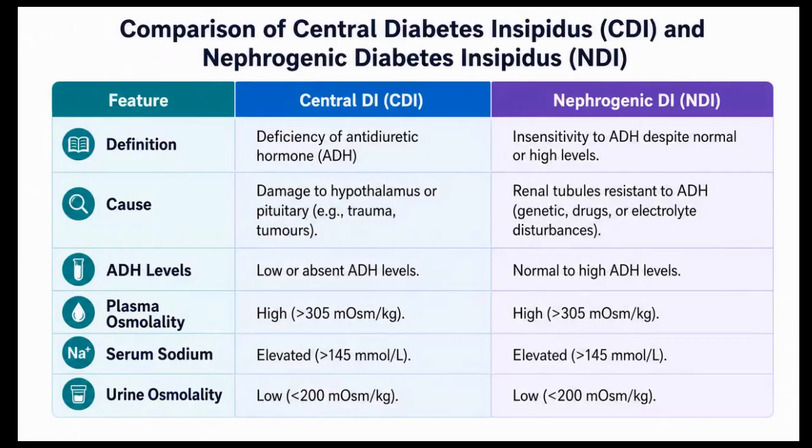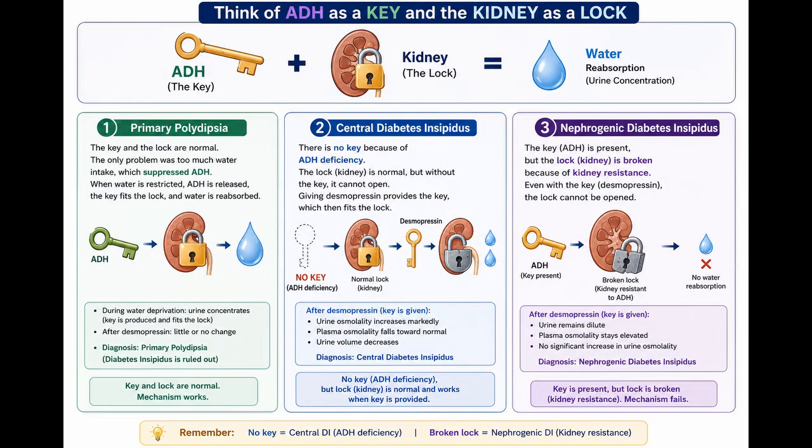Comparison of central diabetes insipidus and nephrogenic diabetes insipidus. Although both diseases present with polyuria, polydipsia, high plasma osmolality, hypernatremia, and dilute urine, the underlying problem is completely different. Think of ADH as a key and the kidney as a lock. In central diabetes insipidus, there is no key because of ADH deficiency. In nephrogenic diabetes insipidus, the lock is broken because of kidney resistance.